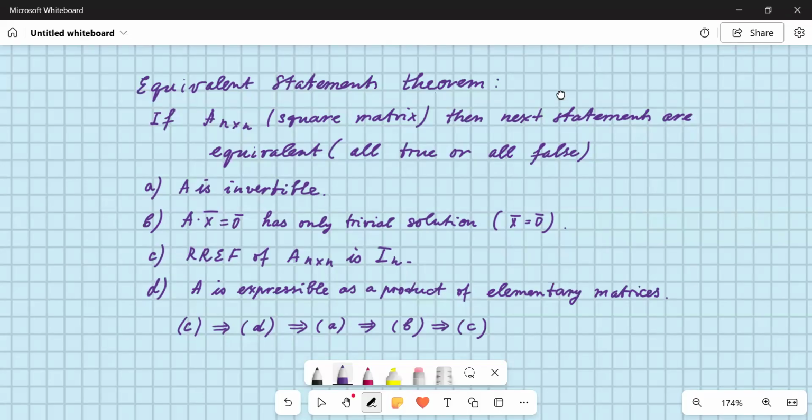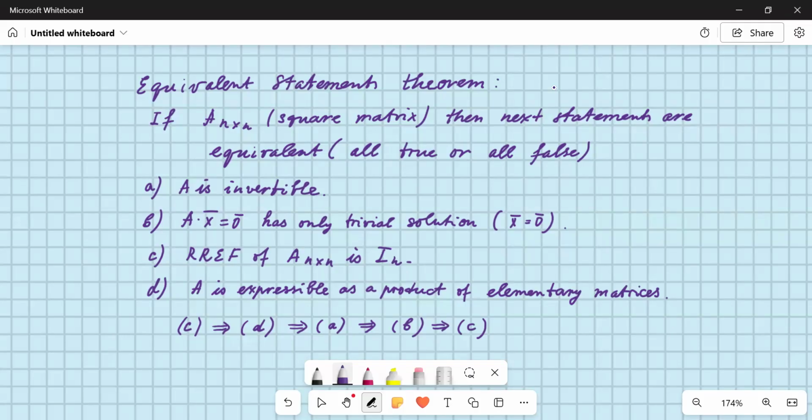Well, first let's read it. So the next four statements are equivalent. A: Matrix A is invertible. B: Equation AX equals 0, the homogeneous equation, has only the trivial solution, means that the only solution is the column of X equals 0. C: The reduced row echelon form of matrix A is the identity matrix. And the last one, D: matrix A is expressible as a product of elementary matrices.